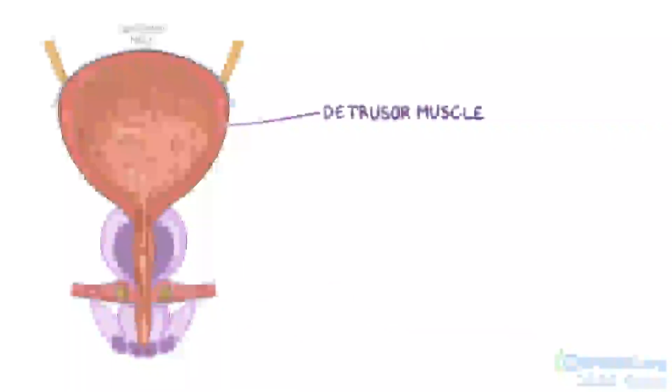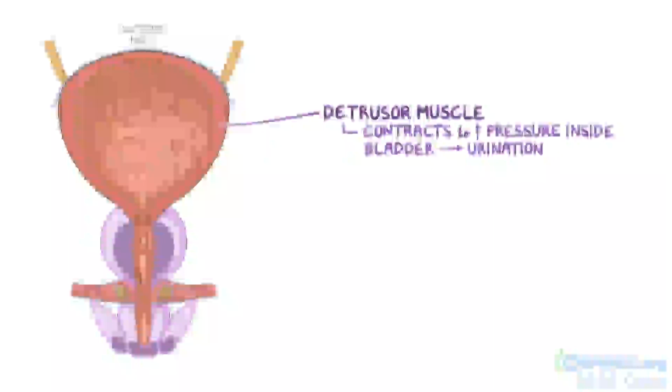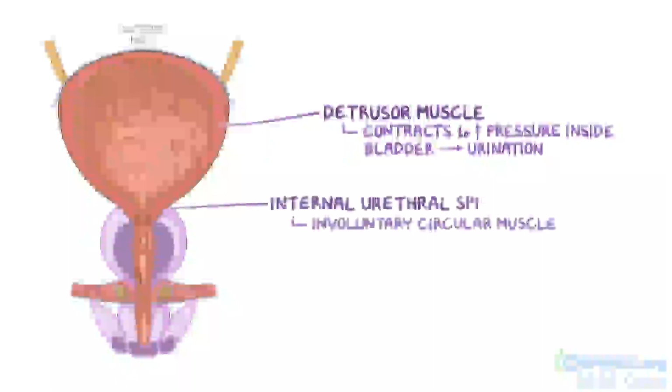Now let's zoom into the wall of the urinary bladder, which is mainly formed by a muscle called the detrusor muscle. This muscle contracts to increase the pressure inside the bladder, which leads to urination. The muscle fibers of the bladder wall thicken as they reach the neck, forming an involuntary circular muscle called the internal urethral sphincter.